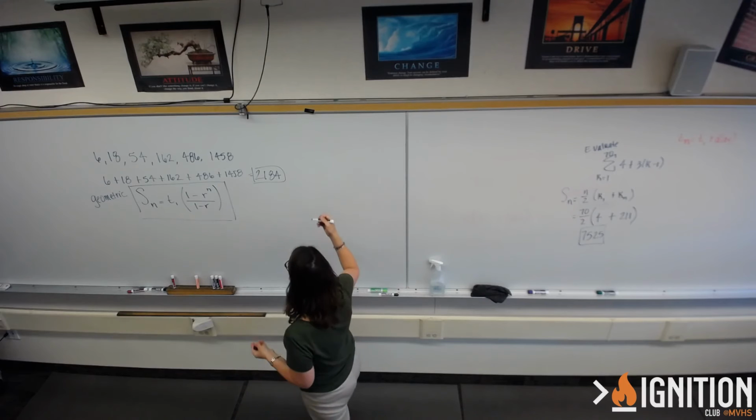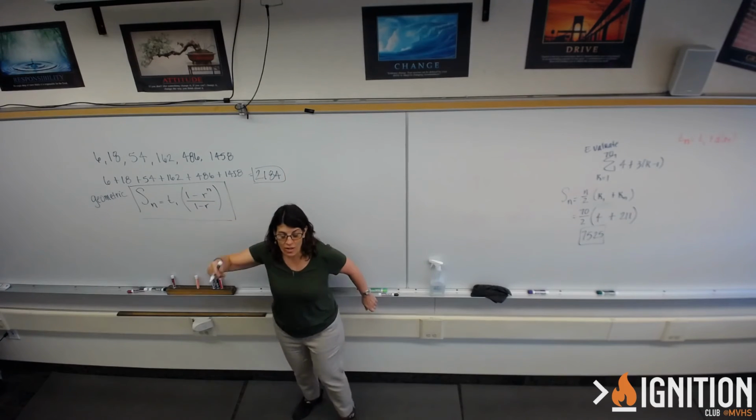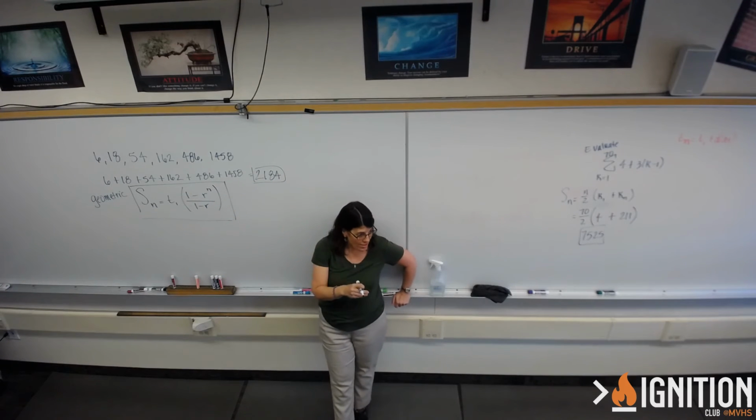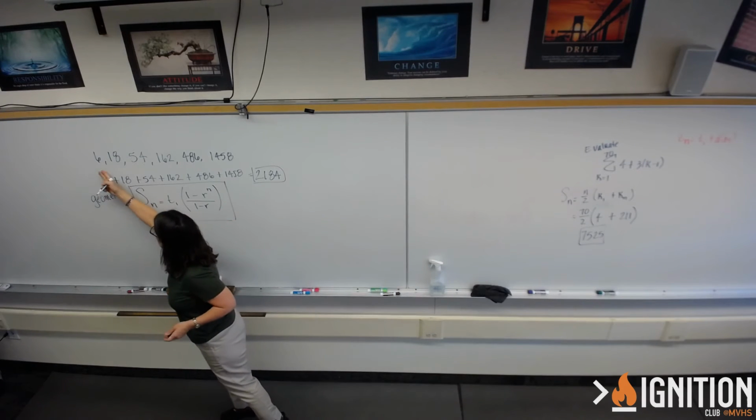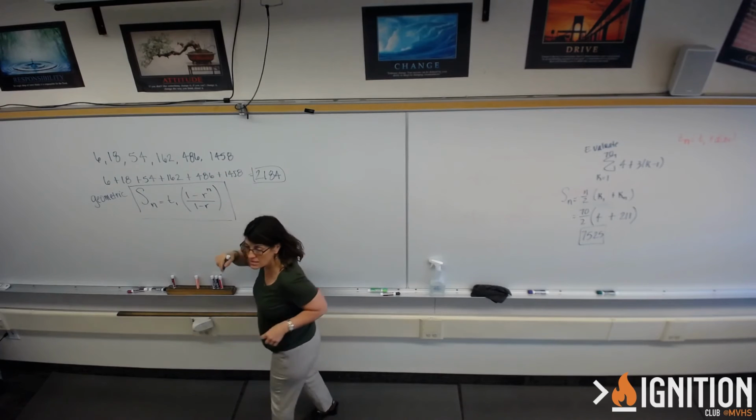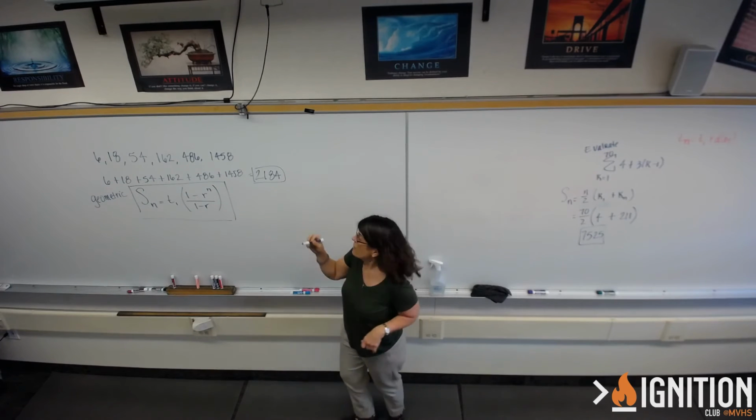That was a good one. All right, here we go. Let's practice. A lot of this is utilizing your calculator properly. So, how many things did we add, or how many terms? 1, 2, 3, 4, 5, 6. We used 6 terms.